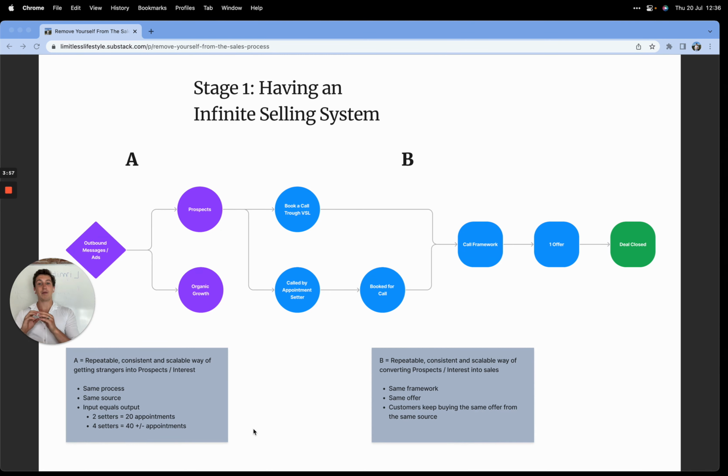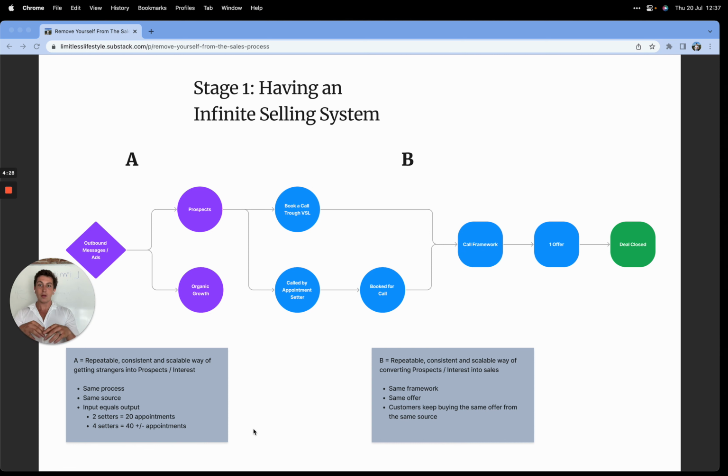B is having a repeatable, consistent, and scalable way of converting these prospects or this interest into sales. Through the same framework, the same offer, converting from the same source through the same framework towards the same offer, an infinite amount of times you're able to do that.